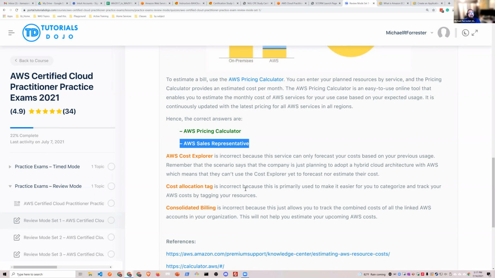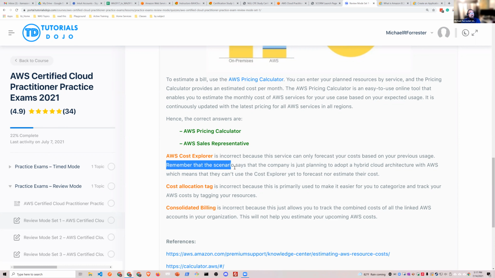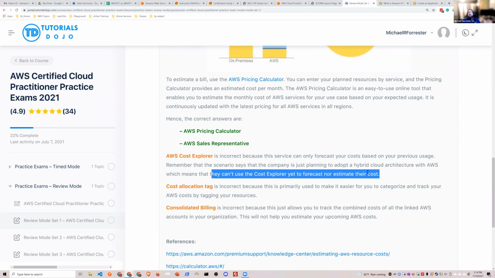So I might not necessarily agree with that answer, but he does go on to say, look, Cost Explorer is incorrect because it's only going to forecast based on your previous usage. So remember that the scenario says that the company is just planning to adopt a hybrid cloud architecture, which means they can't use Cost Explorer yet to forecast because they don't have any prior art. So then in my thinking, I was incorrect. I was sitting here thinking that maybe I could forecast some costs, but you can only do that based on prior usage. So Cost Explorer isn't an option.